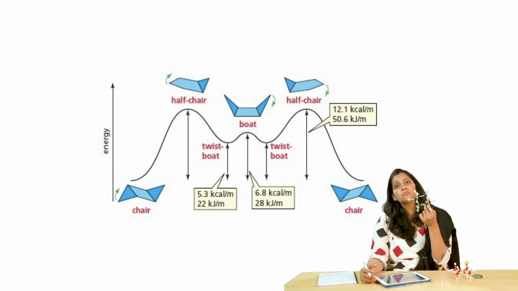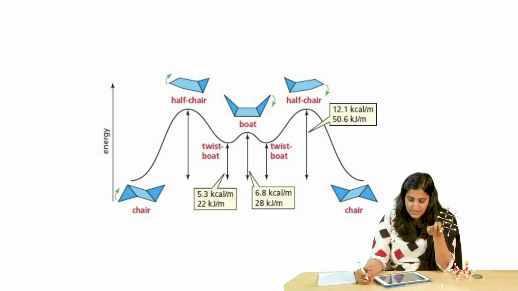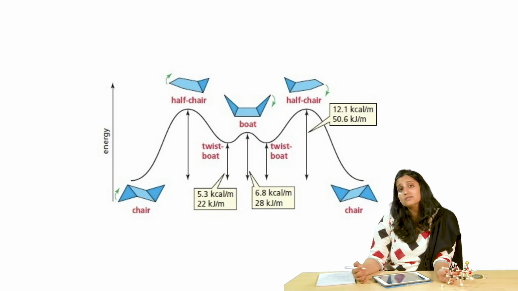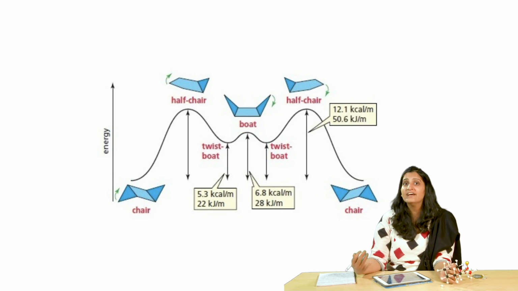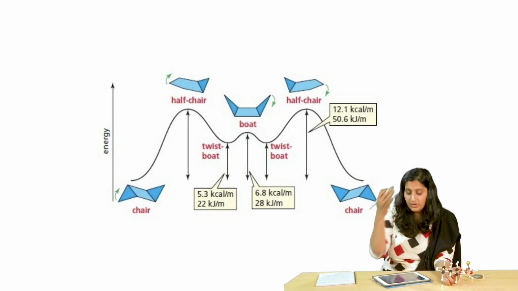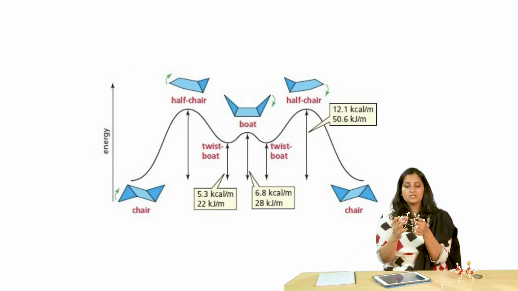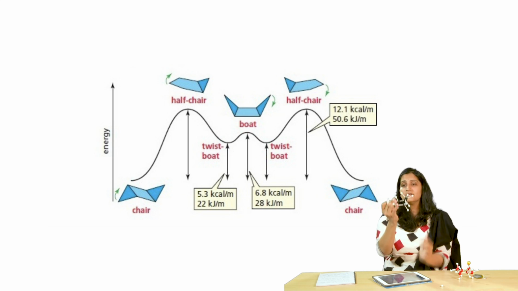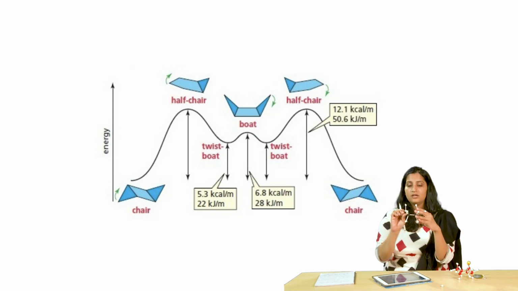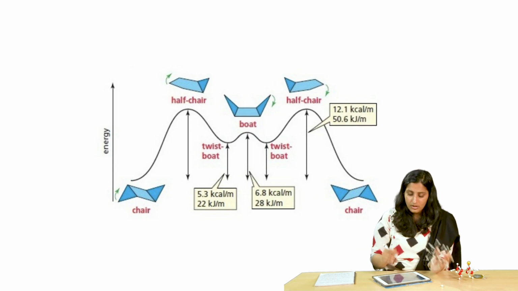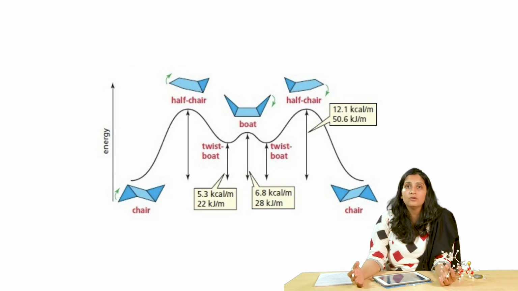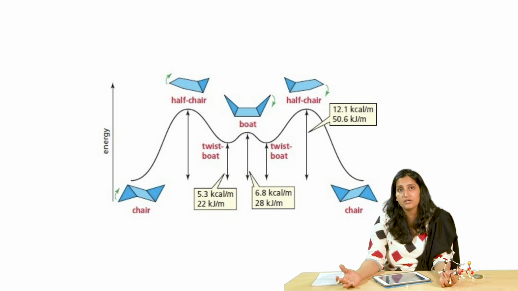So, we assume the chair to be the lowermost energy conformation of cyclohexane and we start, and as I said, half chair because of the torsional strain is approximately 12.1 kilocalories per mole higher in energy than the chair. Twist boat becomes around 5.3 kilocalories higher. Boat on the other hand, because of these flagpole interactions, as you can imagine, becomes 6.8 kilocalories more unstable than the chair. Okay, so, if I go on interconverting the chair from one chair to another, the molecule goes through this entire cycle and the energy of the molecule keeps on changing as it goes from one conformer to another.